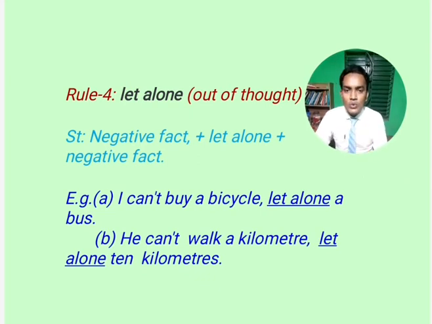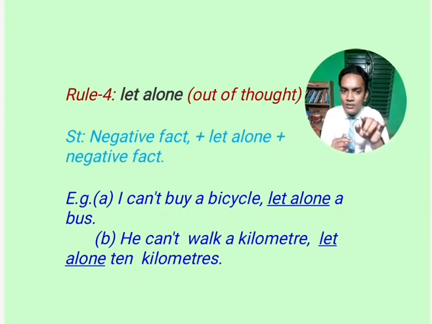And you should know you will have two negative facts. And between the two negative facts, you will write down let alone. Okay. Negative fact plus let alone plus negative fact. This is the main rule, the main way to understand the use of let alone. There are examples. I can't buy a bicycle, let alone a bus.